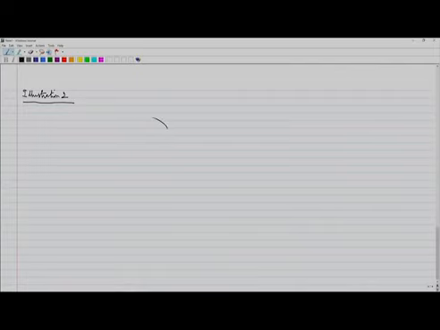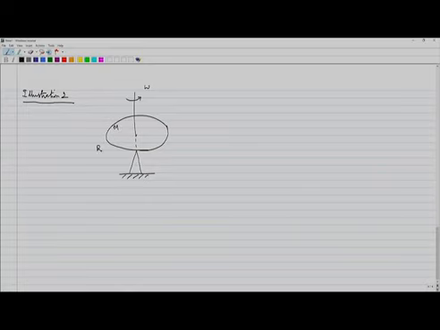The situation is like this. I have a circular disc. This circular disc has an axis, and it is pivoted. So the disc can rotate about this axis. The mass of the entire disc is M, and R is the radius. The center we will call C.